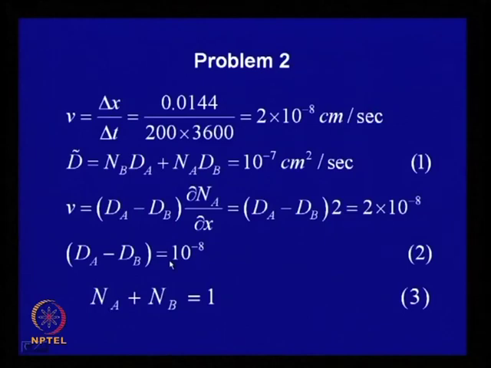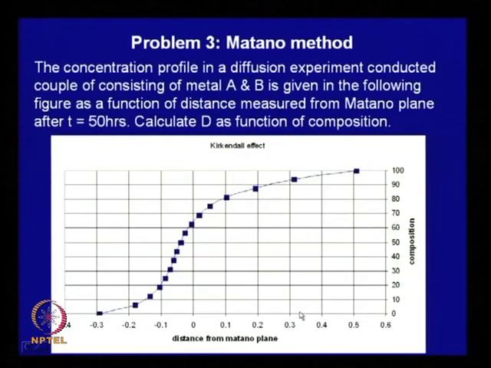Now, look at it over here, you have one equation here, and also N_A and N_B, if you add them together, these are atom fractions and it is a binary system, this is equal to 1. So, therefore, you have 3 equations, 3 unknowns. So, you can solve it easily, and I leave it up to you to estimate the numerical values for D_A and D_B.